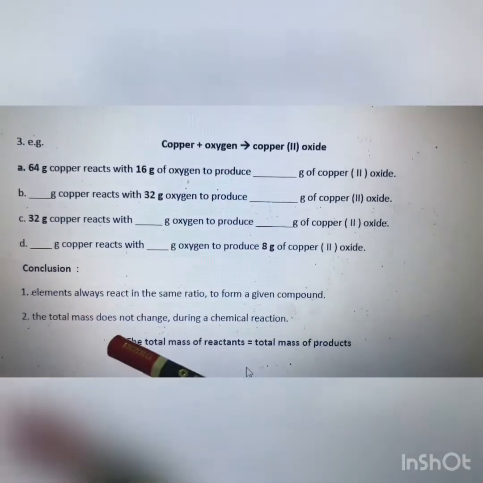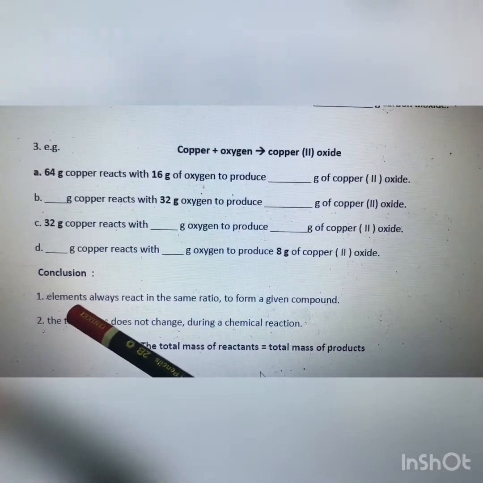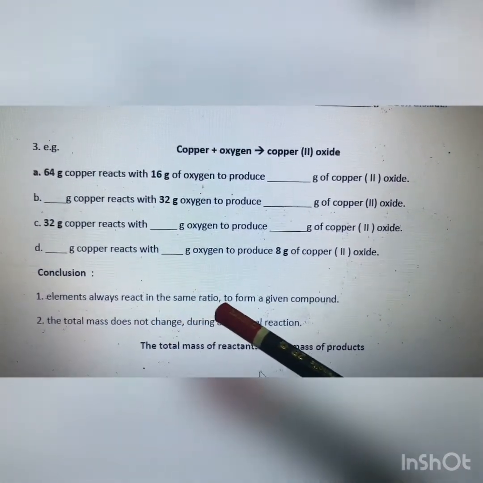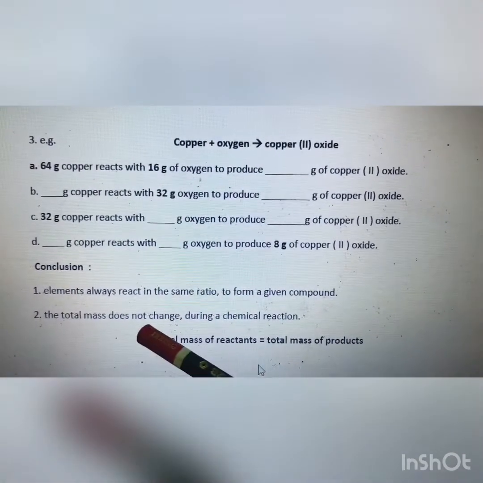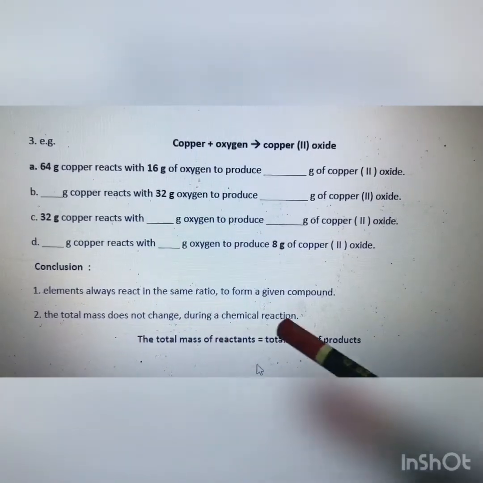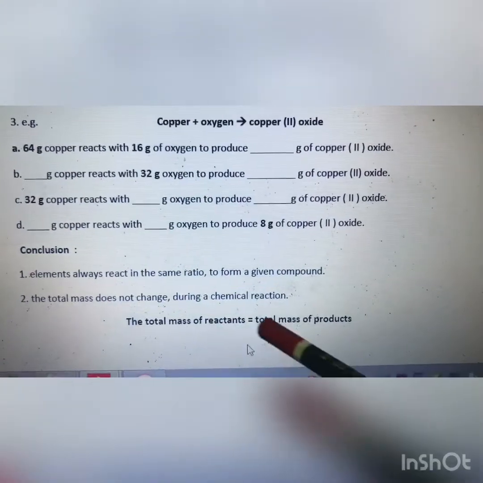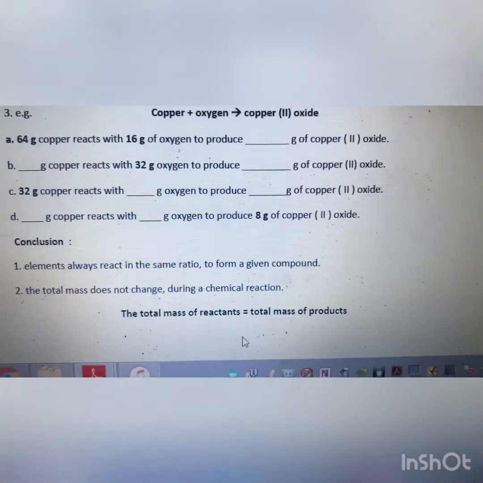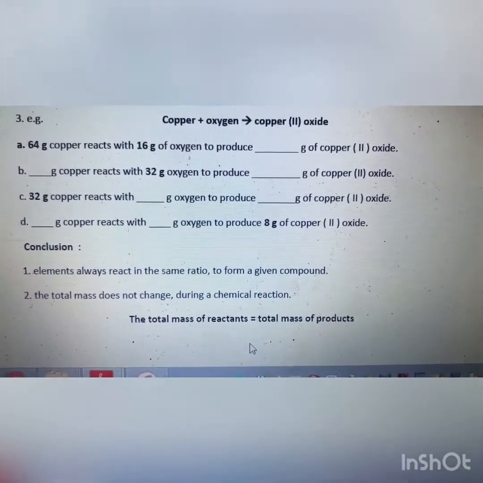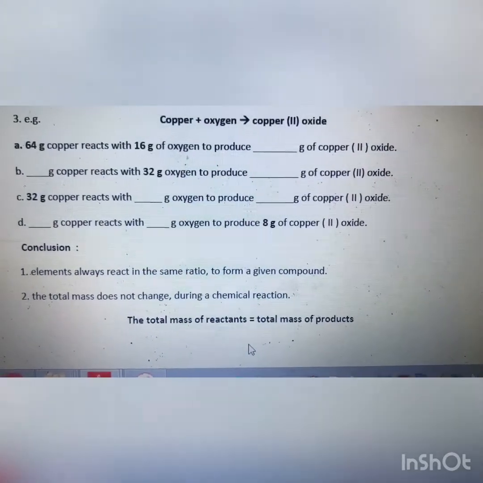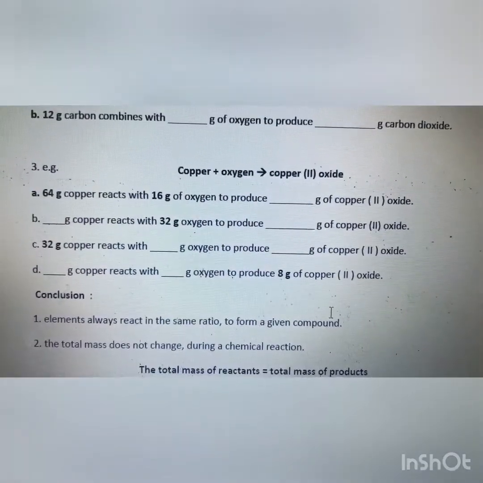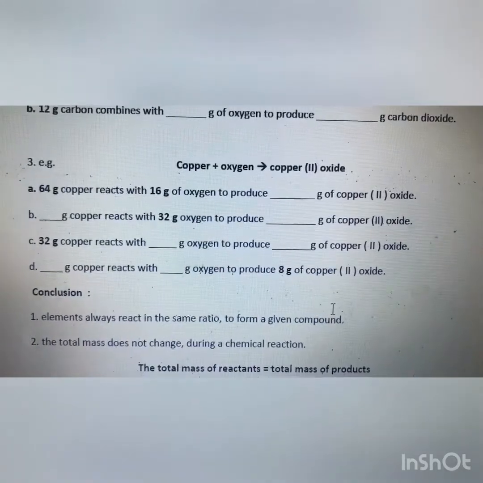Then the conclusion is what? Conclusion is elements always react in the same ratio. The total mass does not change during a chemical reaction. So the total mass of the reactants equals the total mass of the products. Means left is the same as the right hand side. Finish it before you go to the next page.